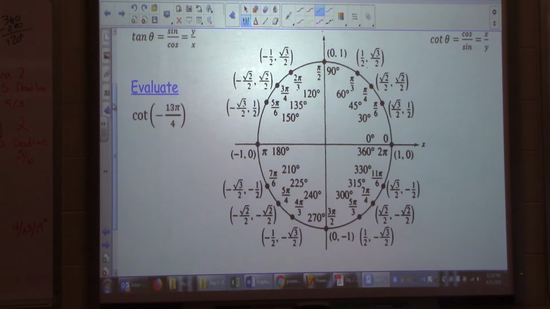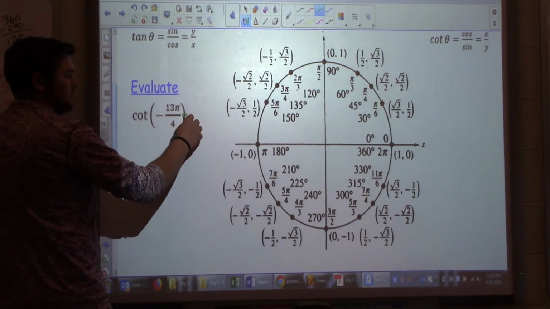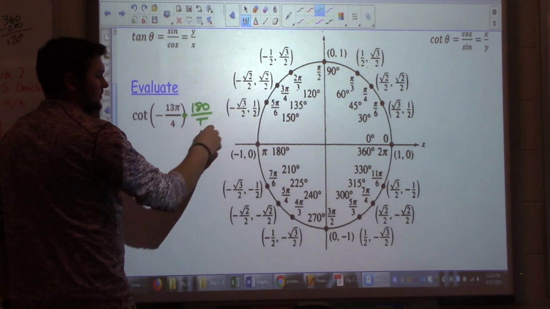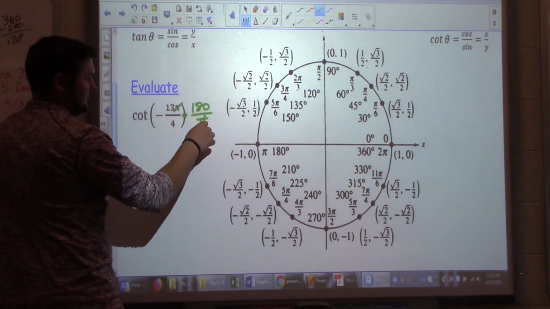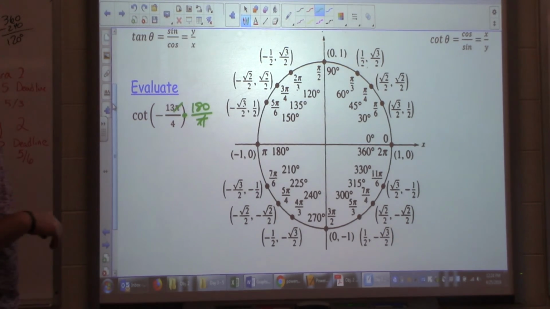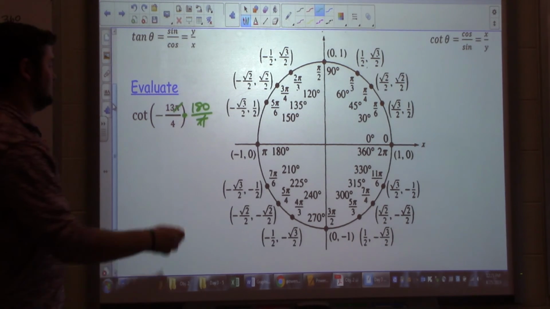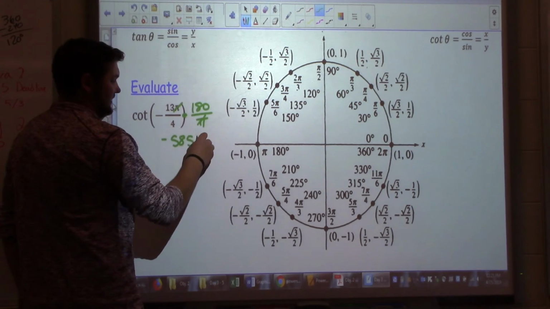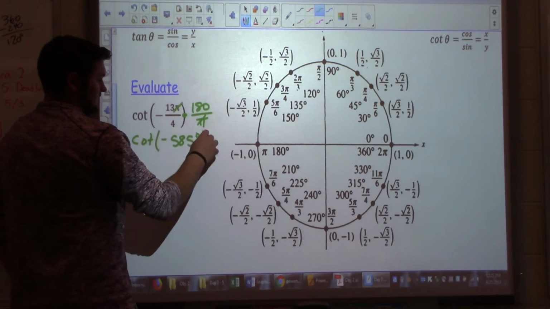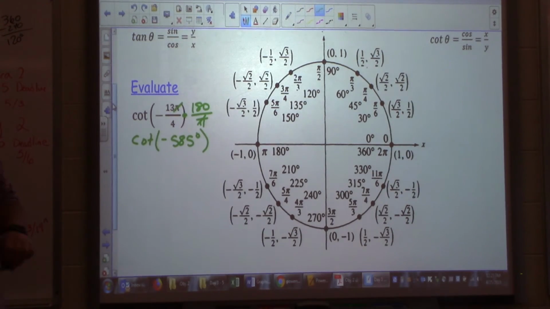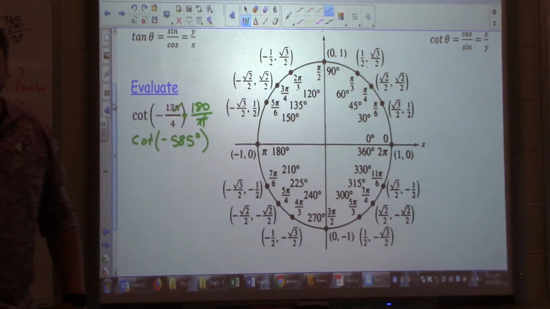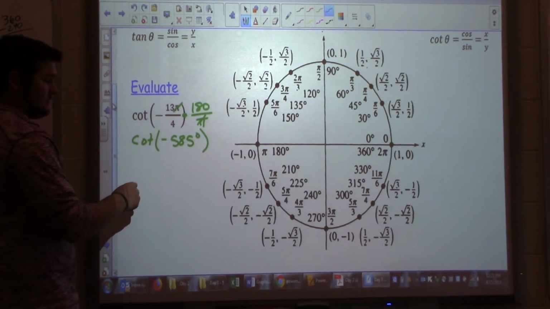Well, is that on our unit circle? No. So we should probably change it to degrees, right? Remember, to change to degrees, we multiply by 180 over pi. Negative 13 times 180 divided by 4 is negative 585 degrees. Okay? Cotangent is x divided by y.